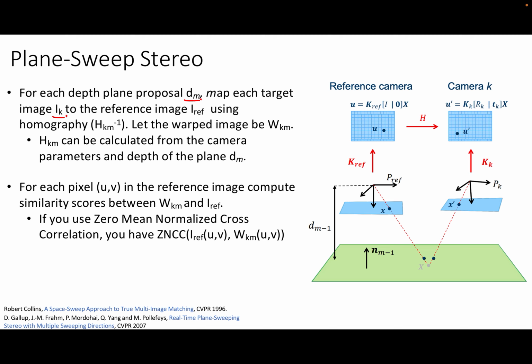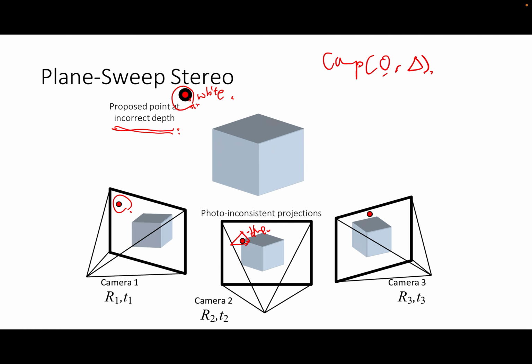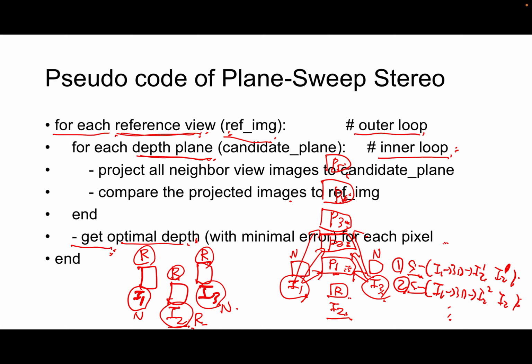And for each pixel (u, v) in the reference image, compute the similarity score between W_km and I_ref. If you use zero mean normalized cross correlation, which is ZNCC, we can have ZNCC, right? So this is exactly the same as what I told you. Let's say we have this pseudocode. I think this pseudocode is very clear and shows exactly what is happening in plane sweep stereo.